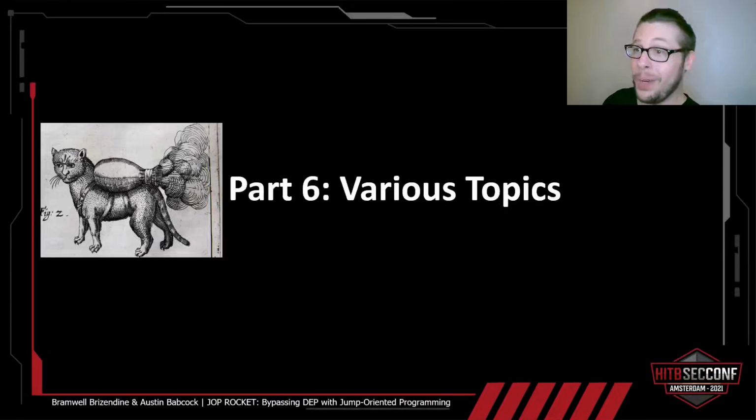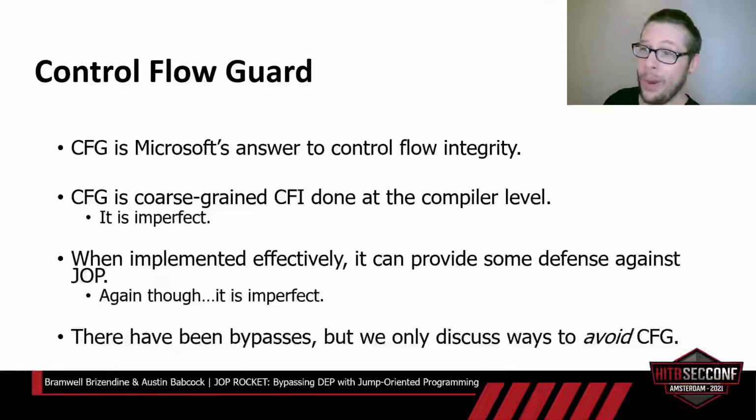Some other quick various topics. Control flow guard. It's Microsoft's way to enforce control flow integrity. But the thing is, it's done at a compiler level, and it's very coarse-grained. Now, there have been various bypasses out there. We're not going to talk about this. We're just briefly going to address some ways to maybe avoid it. Because if it's done perfectly, it can provide some good defense against that.